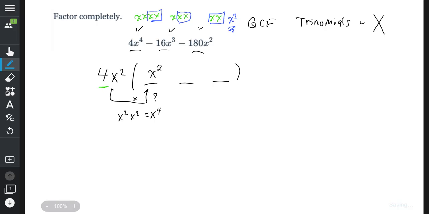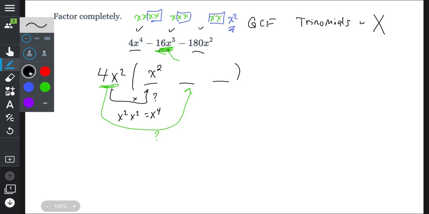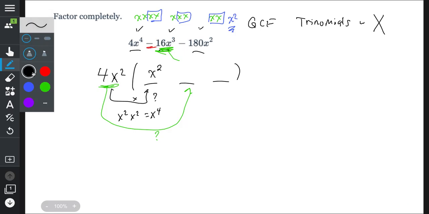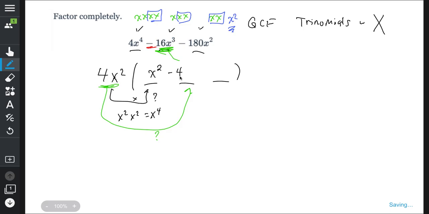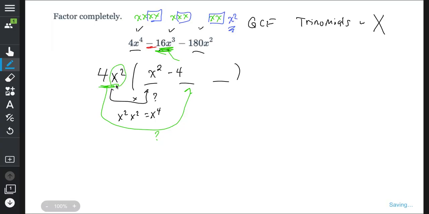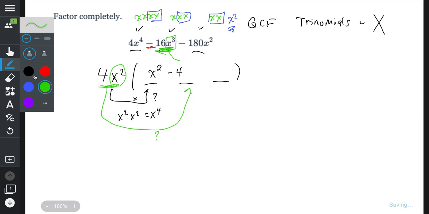Next question, 4x times what is going to give us 16x cubed? Well, oh, by the way, there's a negative. So we're going to say negative 4, because 4 times negative 4 makes negative 16. And since we have 2 x's here and 3 x's here, we only need 1 more x.